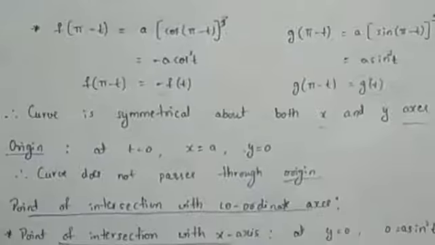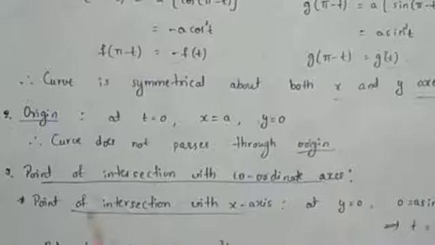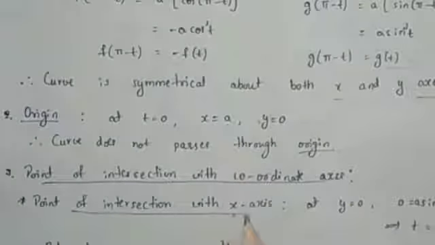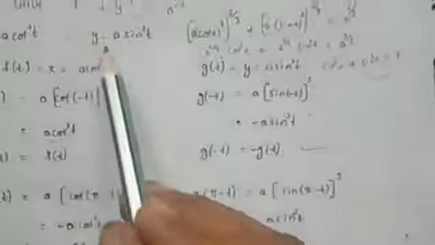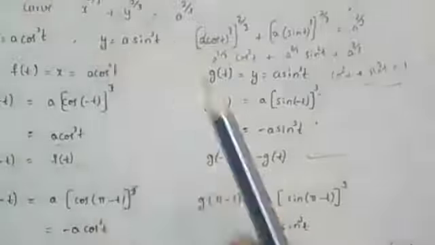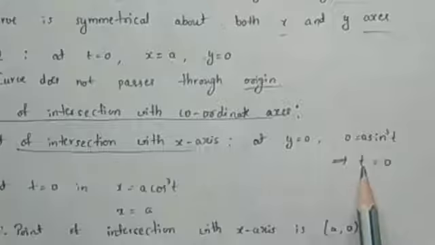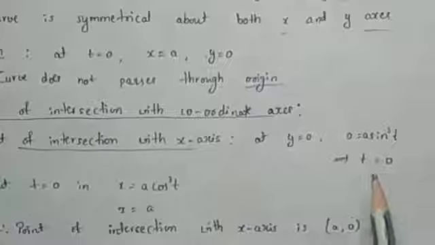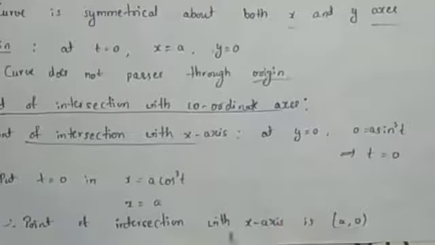Next point is the point of intersection with coordinate axes. In this case, the first is the point of intersection with x-axis. At y is equal to 0, we find the value of t. At y is equal to 0, we get a sin cube t is equal to 0, which is nothing but t value is also 0. Put t is equal to 0 in x is equal to a cos cube t, we get x is equal to a. Therefore, the point of intersection is a comma 0.